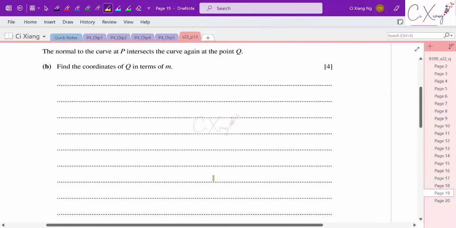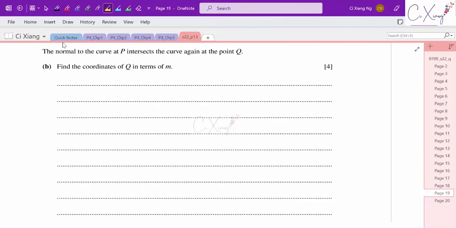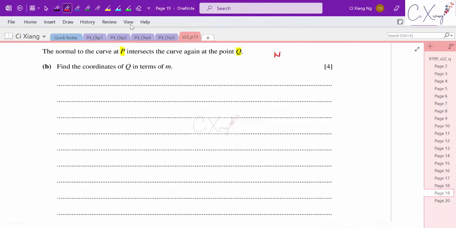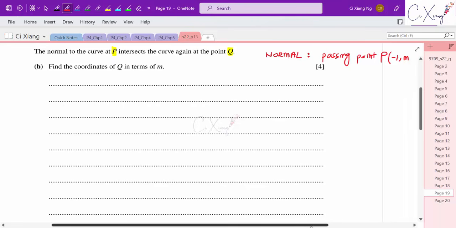Just now they were talking about the line being a tangent to the curve. And now they are mentioning that we have a normal to the curve at point P, which intersects the curve again at point Q. So you know that for this question, they are talking about the normal. So the normal, we have the passing point. The normal passes through the point P. Okay, and point P, just now we have (-1, m). Okay, this is the coordinate for P.